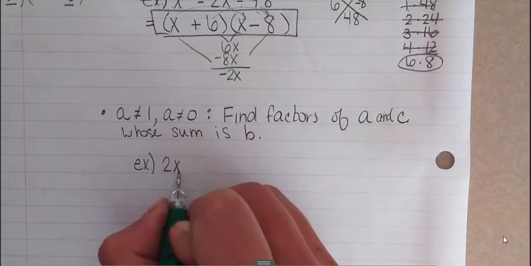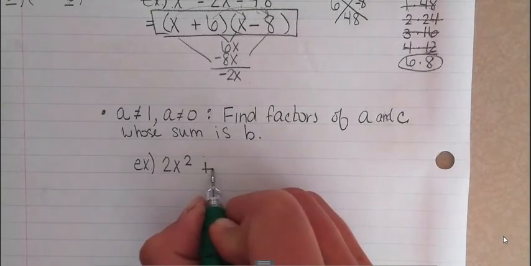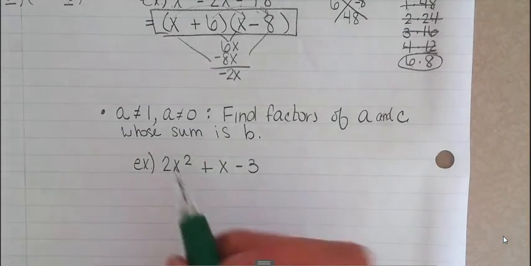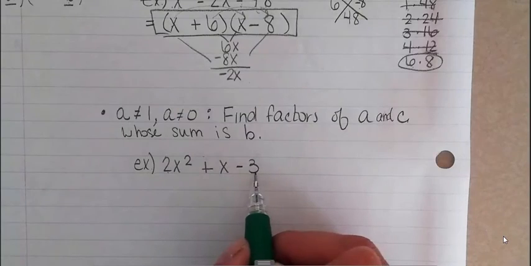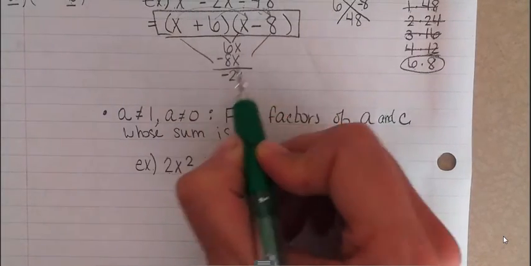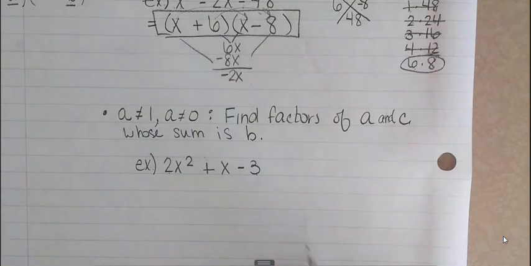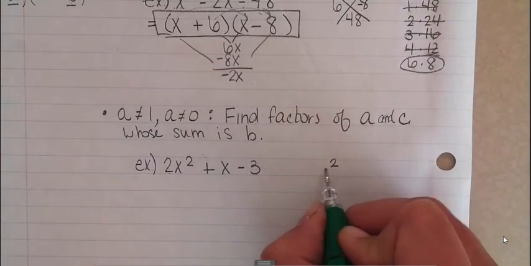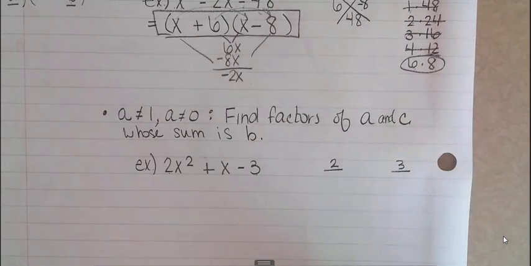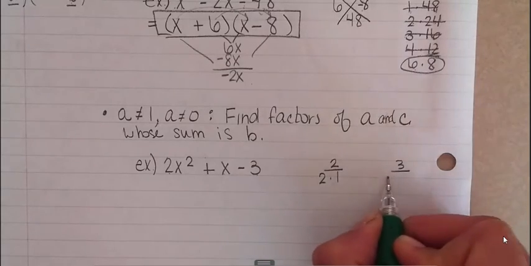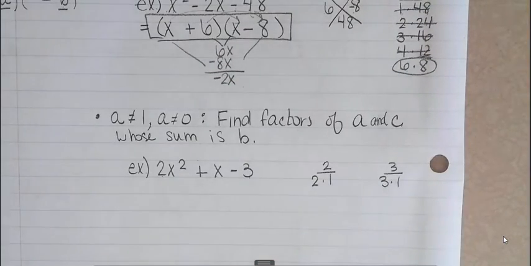We'll do 2x squared plus x minus 3. So I am looking for factors of 2 and factors of 3 that when I do my inners and my outers, this inner and outer piece, I am going to end up with 1. So let's start with writing down factors of 2 and writing down factors of 3. I'm starting with an easy one on purpose. So this is 2 and 1, 3 and 1. I have no other options, right?